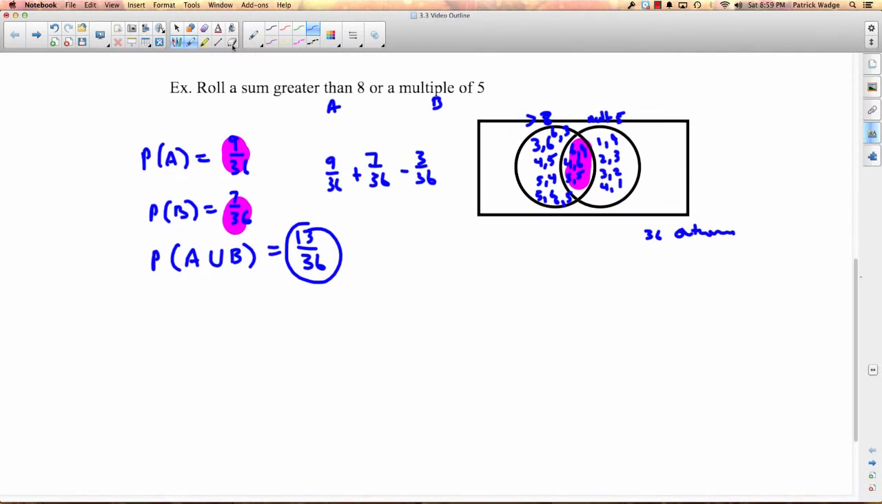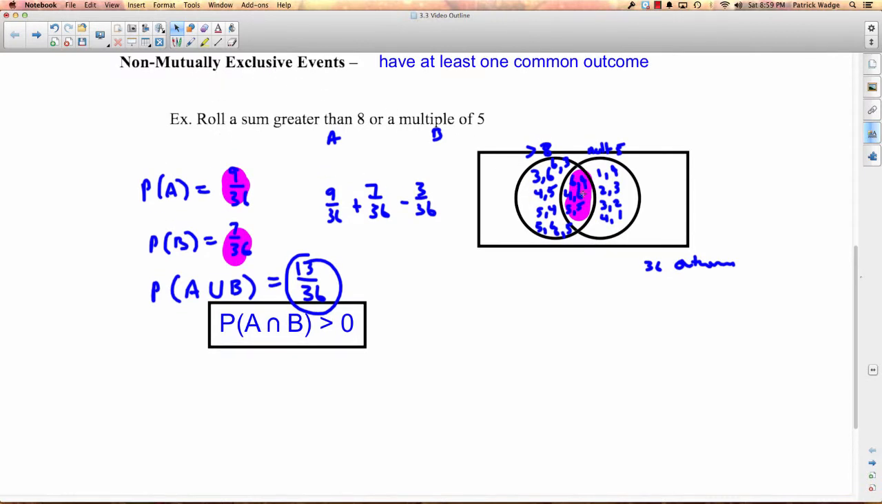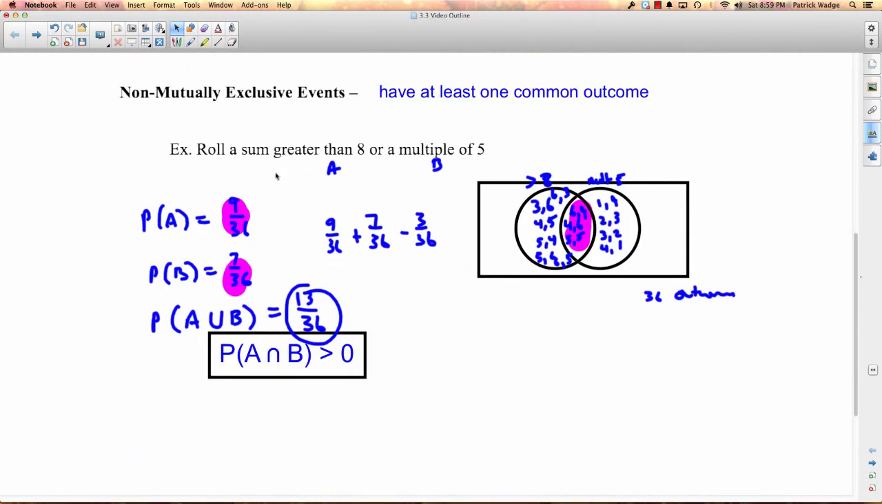Okay, so your two formulas here, I mean the one's really not that useful, but if you're looking for the intersection of A and B, it's going to be greater than 0, of course, because that's what makes it not mutually exclusive, that you have some overlap. So this couldn't be 0, otherwise it is mutually exclusive.